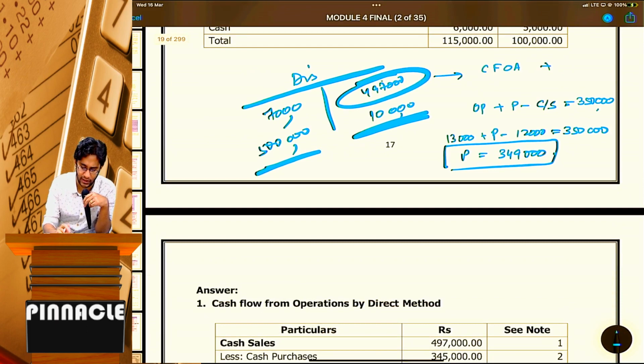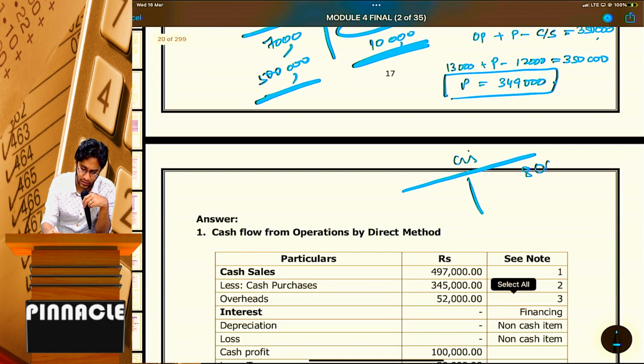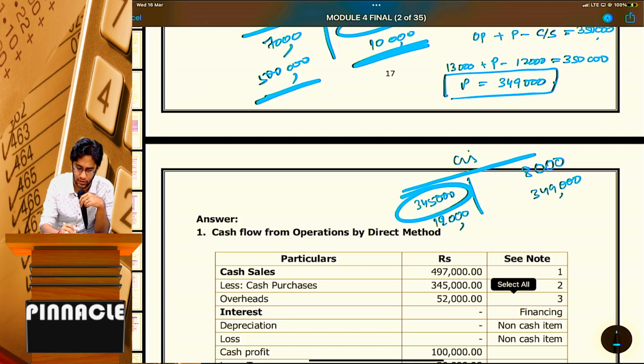When you prepare a creditors account, the opening liability of creditors was 8,000, closing liability is 12,000, current year purchases are 349,000. So 345,000 is what the balancing figure is. What is this 345? Amount paid to suppliers or creditors. This will be an outflow under cash flow from operating activities.